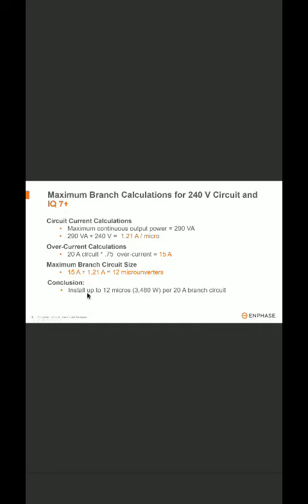For example, you can multiply these 12 micros with your total VA. This will give you the output. Okay, so that is the simple way of calculating how many microinverters you can have in one branch. Very, very straightforward. That's what we keep telling, that there is no high-tech design, there is no high-tech calculation required. Very straightforward plug-and-play system. Okay.